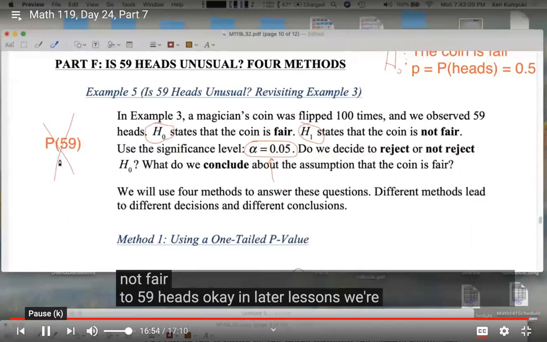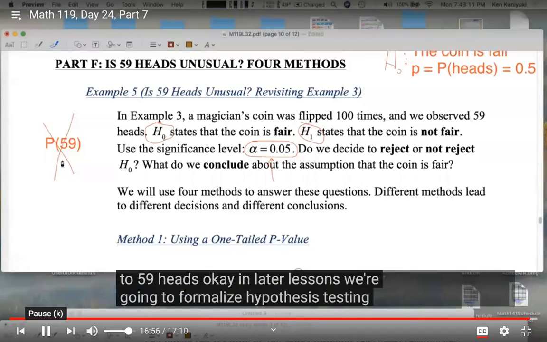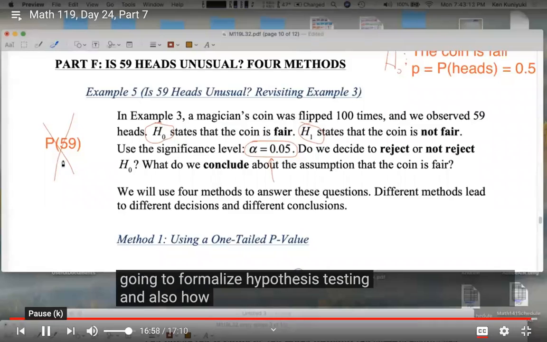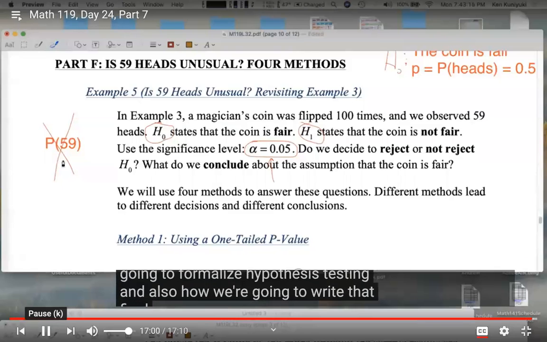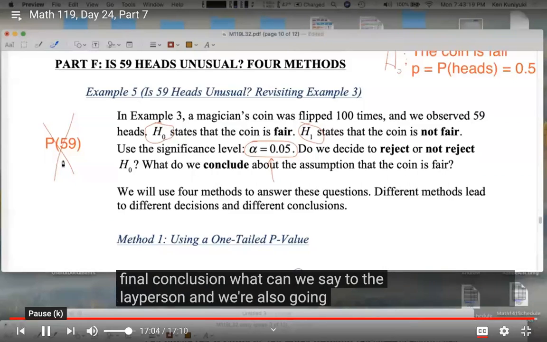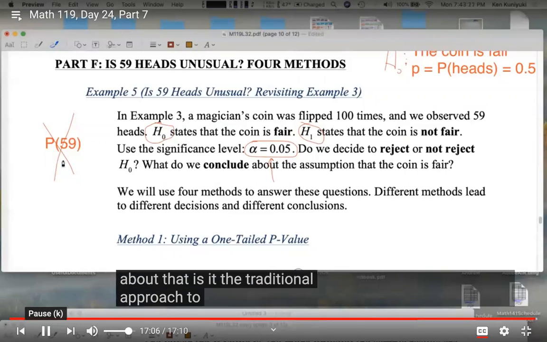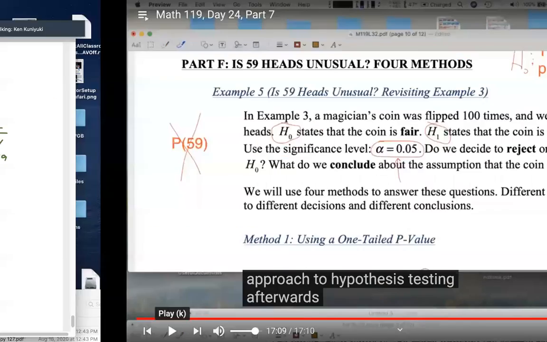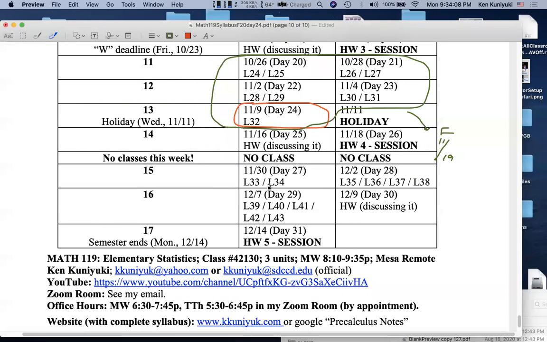In later lessons, we're going to formalize hypothesis testing and also how we're going to write that final conclusion. What can we say to the layperson? And we're also going to talk about the traditional approach to hypothesis testing afterwards. Fortunately, that will be after the Thanksgiving break. So it's going to be a big rush. Look at this, we got lots to do after the Thanksgiving break. But we want to wrap these things up, and I wanted to give you this introduction to ideas of hypothesis testing.